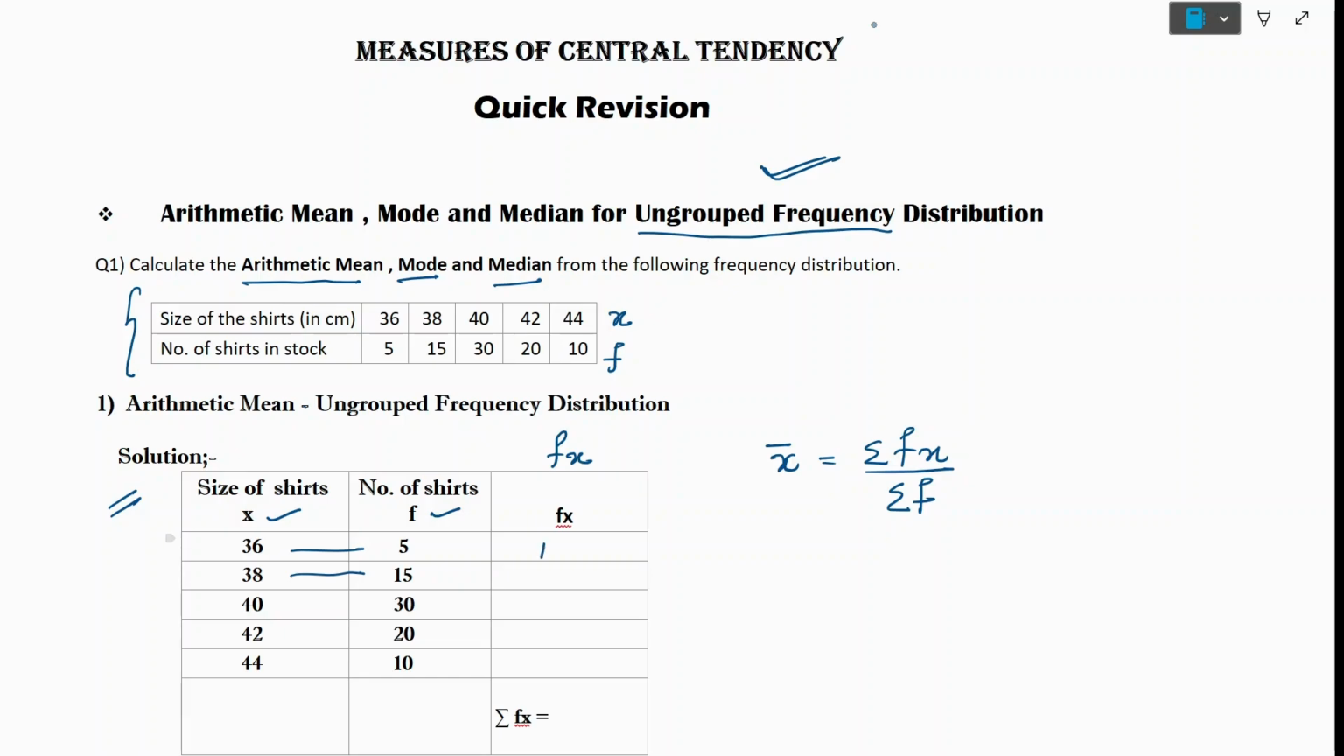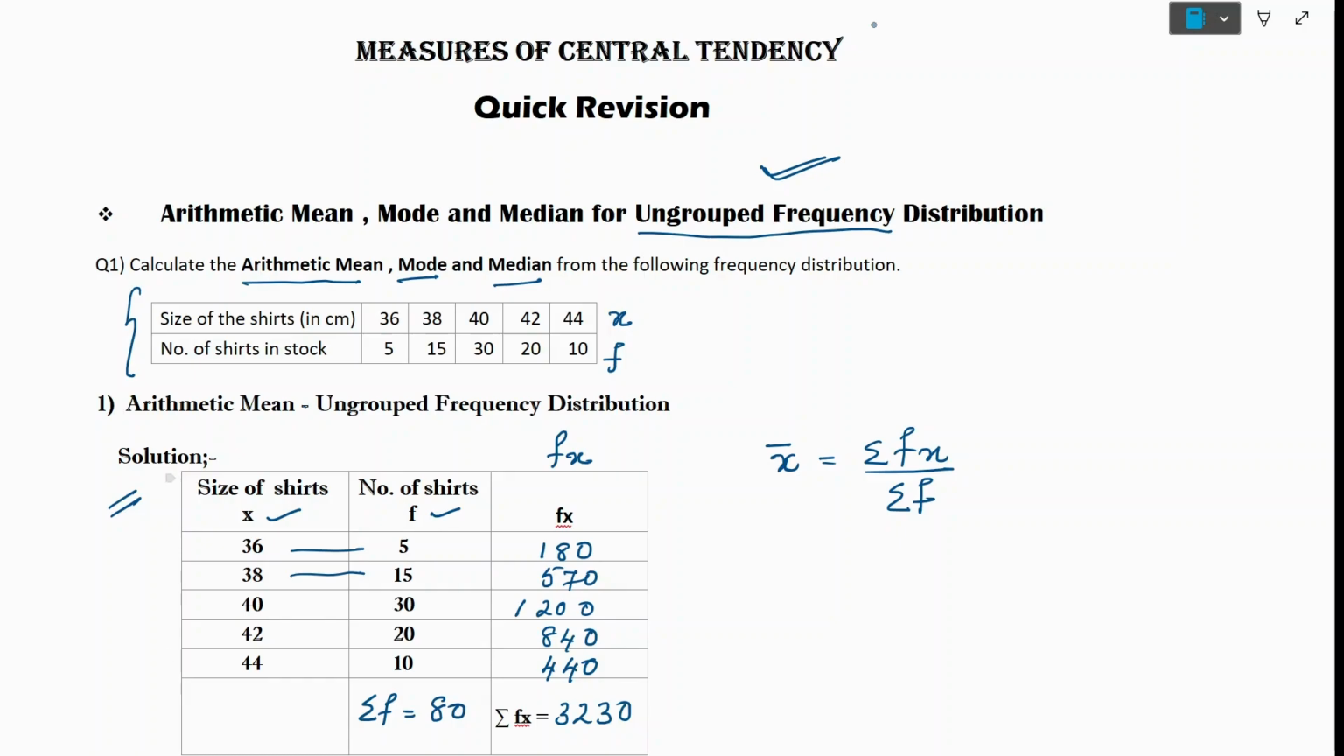If I calculate now, 36 into 5 is 180, then 570. Take your calculator, not your mobile. Use a simple calculator and calculate it. This is for practicing for your examination. And here this is coming 440. Therefore, after that, add all these 5 values and you are going to get 3230. That means we got the numerator value. Now, what is next? Sigma F, the summation of F. Adding the F column, you are going to get sigma F as 80.